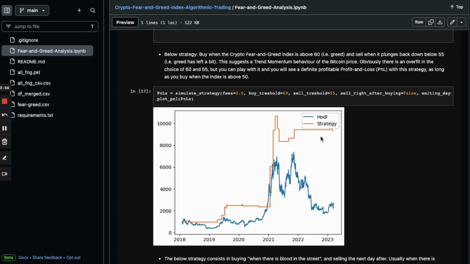10,000. Now we do have to note that there is an overfit here where I have chosen the best buy threshold and the best sell threshold. I mean the optimal ones that will return the optimal PNL. But overall, if you modify slightly the buy threshold and the sell threshold, but you remain above 50, you will notice a trend which consists in saying that overall this is better than just holding. So buying with this threshold is still better than just holding.